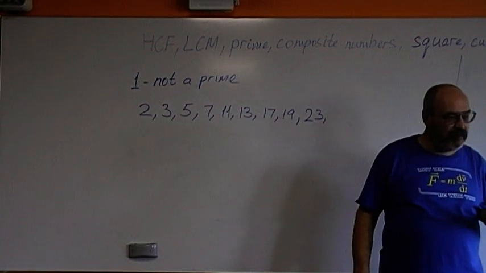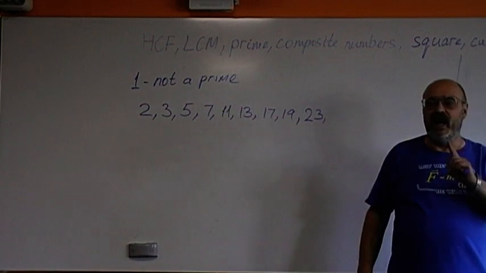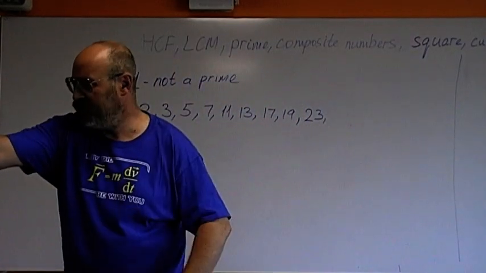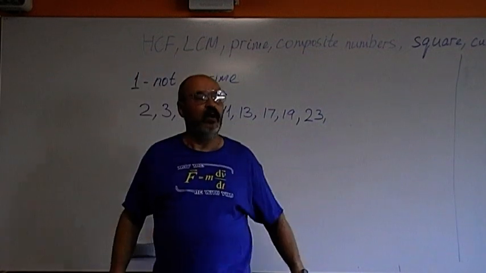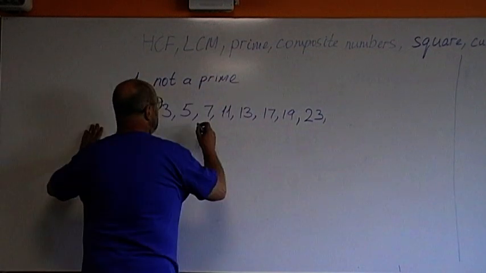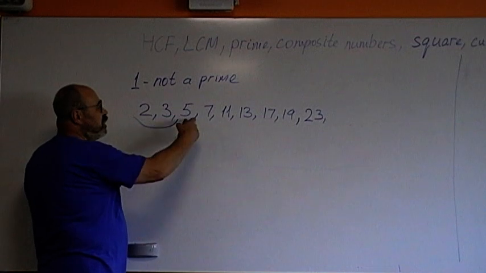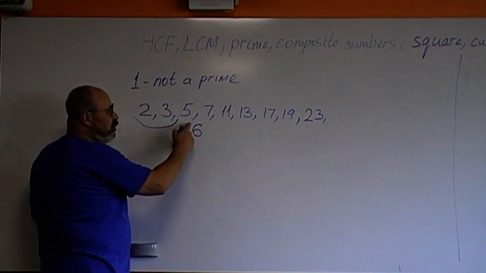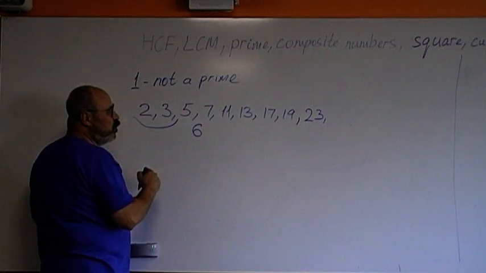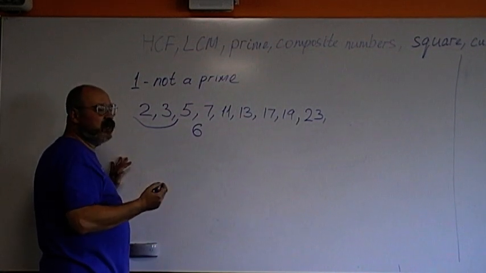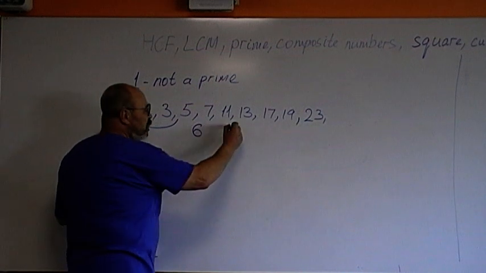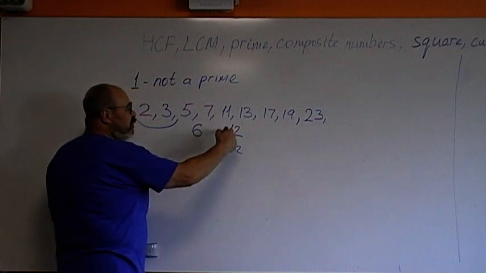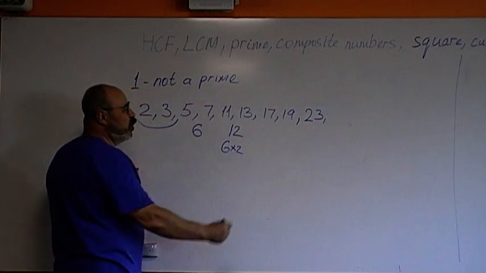Yeah, they're all odd numbers. Except these first two numbers, then 5, if you write, you see 6. 5 is 1 less than 6, 7 is 1 more than 6. What is 6 times 2? 12. Right, 12. You see 11, 1 less, 13, 1 more.